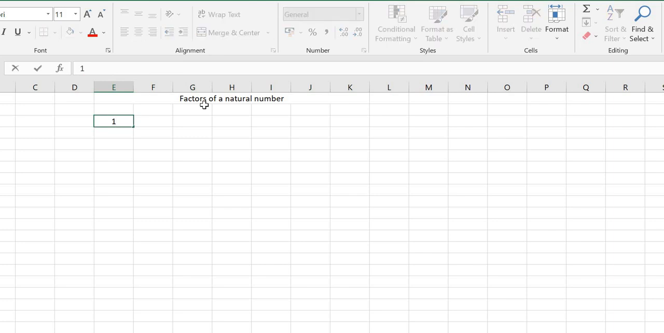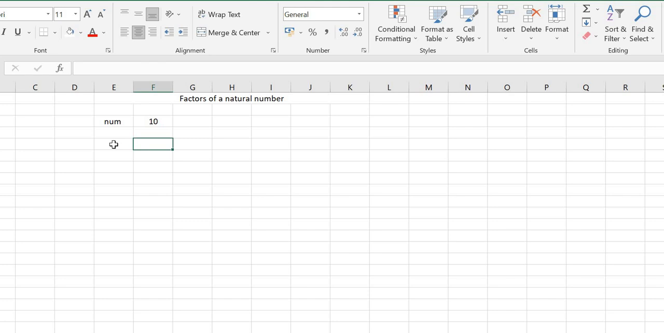Let us assume I have a variable num, and n is equal to 10. So how am I supposed to find out what the factors of this number 10 are? How are we going to do that? For that, I have a very simple logic. Every time, I will divide this 10 with each of the numbers.